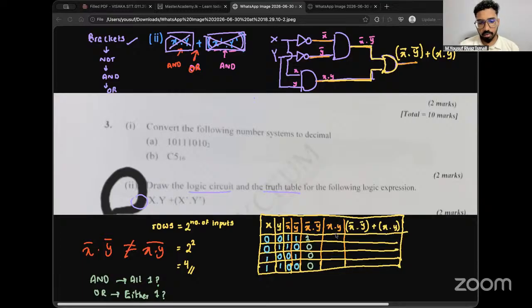Next we have X dot Y. X dot Y means we're going to compare the X column and Y column using the AND gate, because dot represents the AND gate. This is the X column, this is the Y column. We're going to compare both of these columns using the AND gate's logic. So if you compare both of them, are all the inputs 1? No. Second row, are all the inputs 1? No. Third row, are all the inputs 1? No. Last row, are all the inputs 1? Yes. So I fill it like this. Is this clear up to here?